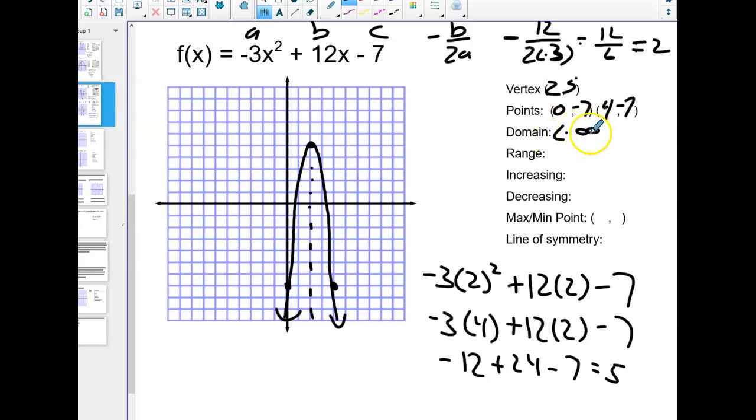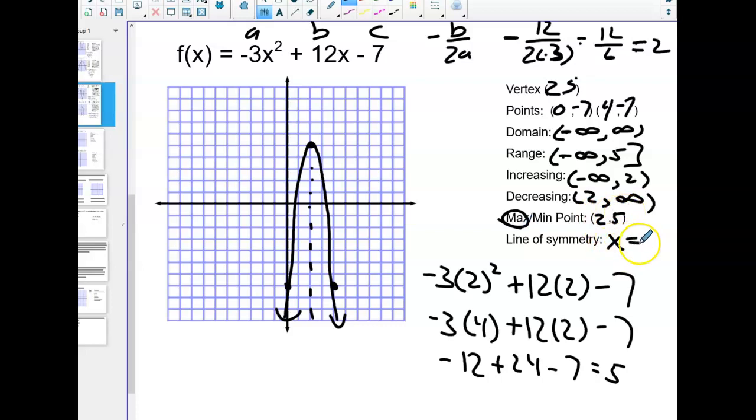The domain, negative infinity to infinity. The range, negative infinity to 5. It's increasing from negative infinity until we get to our vertex of a 2 point. So it's increasing from negative infinity to 2 and decreasing from 2 to infinity. You'll notice it's the same number in the increasing and decreasing both times. It's going to be that way every single time. The maximum point here, because we're opening down, is 2, 5. And my line of symmetry is x equals 2.